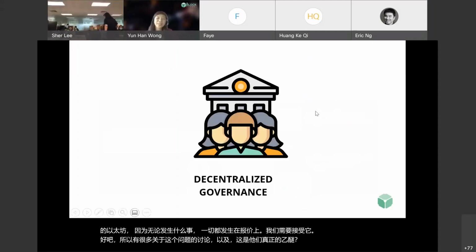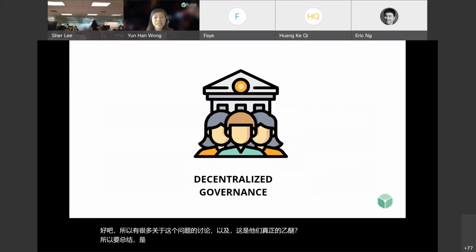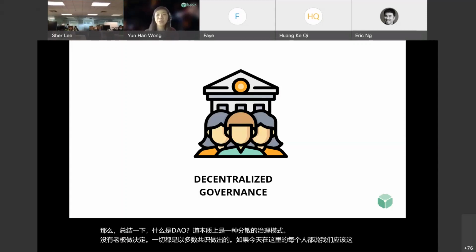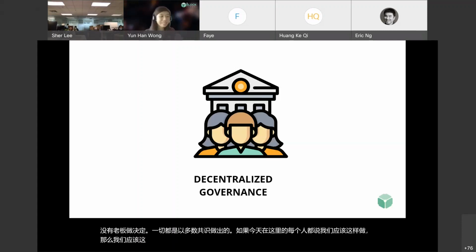So to summarize, what is a DAO? A DAO essentially is a decentralized governance model. No boss makes the decision. Everything is made by consensus. Majority wins. If everyone here today says we should do this, then we should do this. If everyone says we shouldn't do this, then we shouldn't do this. So this is the core principle of a DAO.